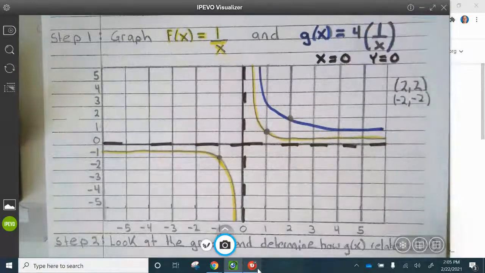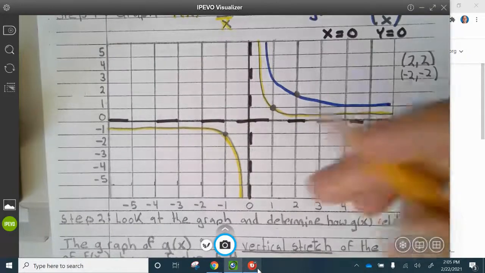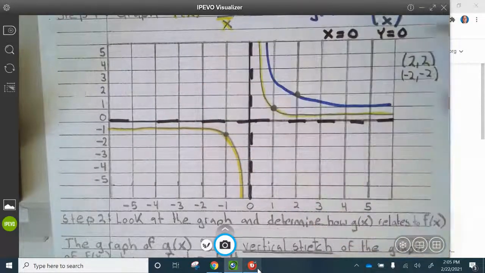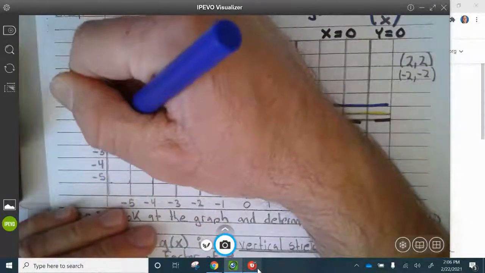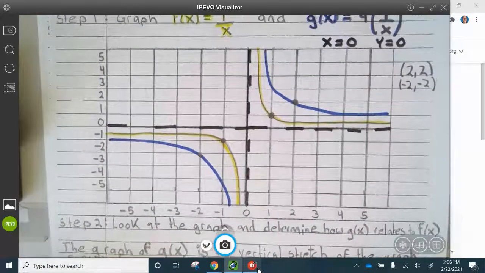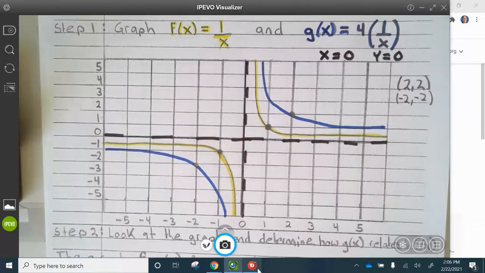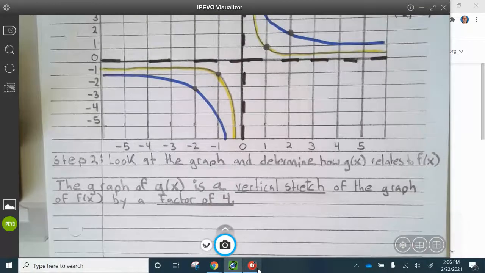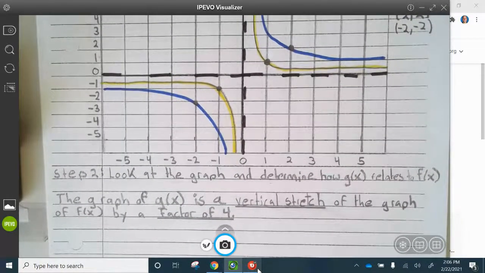All right, and then 2, or I'm sorry, negative 2 is right here. And there's your curve right there. Okay. All right. Look at the graph and determine how g of x relates to f of x. The graph of g of x is a vertical stretch of the graph of f of x by a factor of 4. All right. Now that we've finished 2, let's move on to the next question.